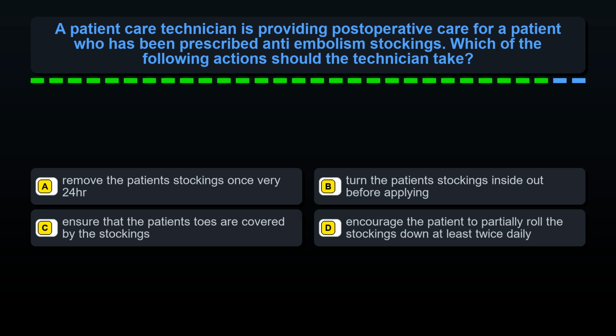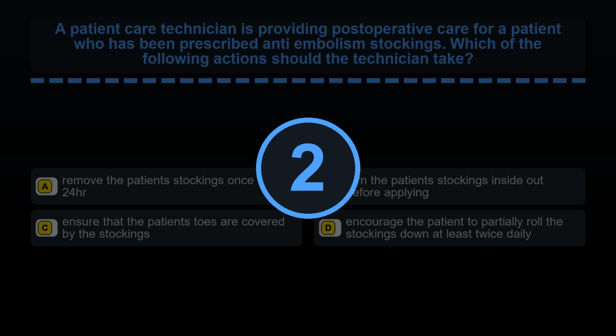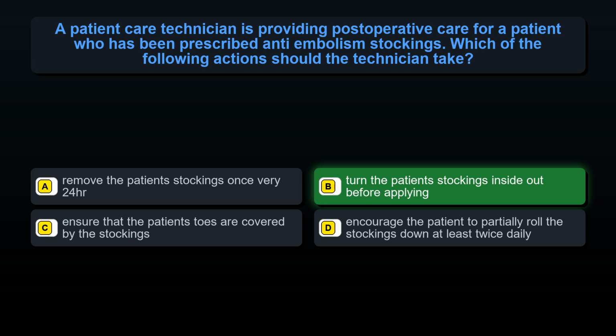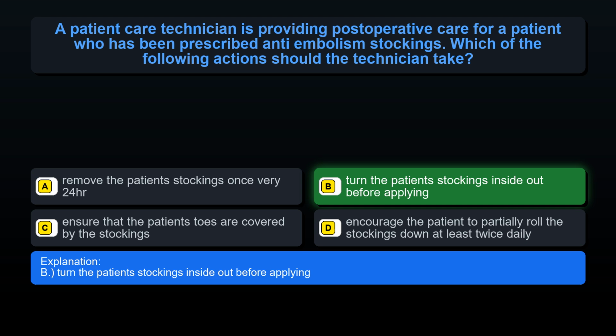Question 20. A patient care technician is providing postoperative care for a patient who has been prescribed anti-embolism stockings. Which of the following actions should the technician take? Option A, remove the patient's stockings once every 24 hours. Option B, turn the patient's stockings inside out before applying. Option C, ensure that the patient's toes are covered by the stockings. Option D, encourage the patient to partially roll the stockings down at least twice daily. The correct answer is option B, turn the patient's stockings inside out before applying.